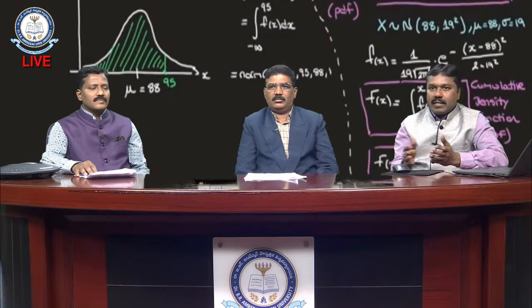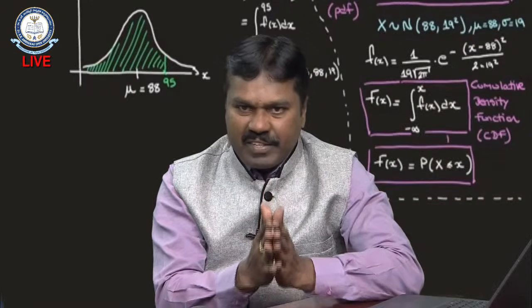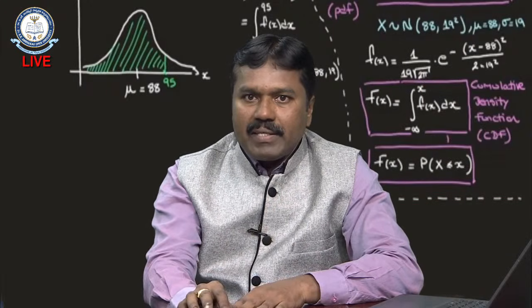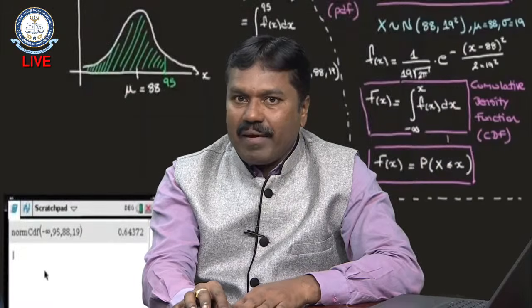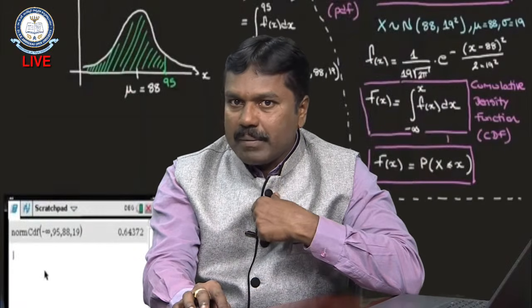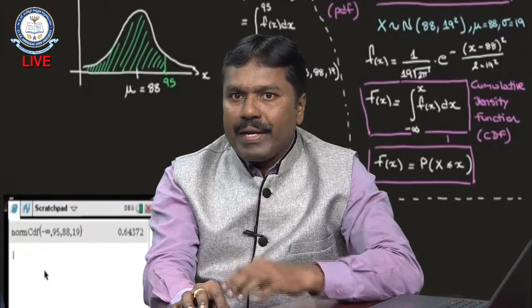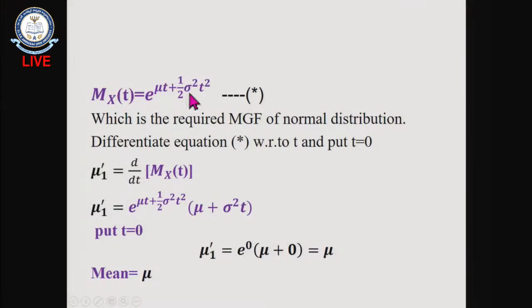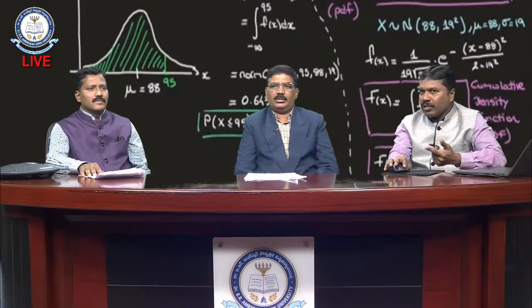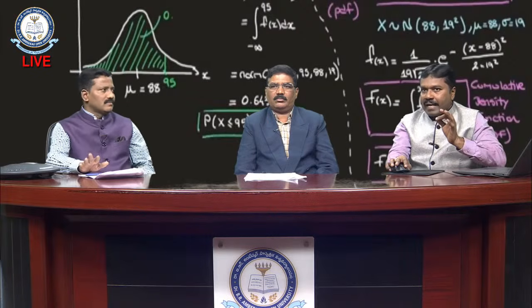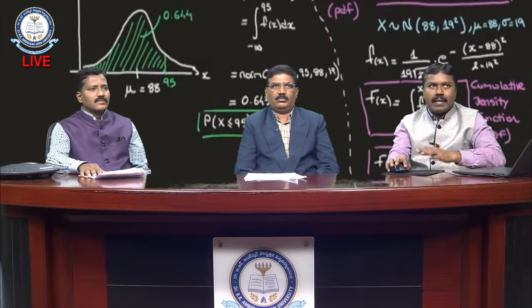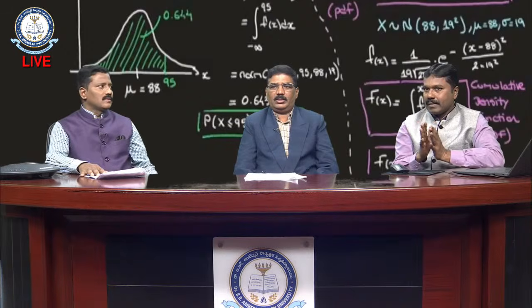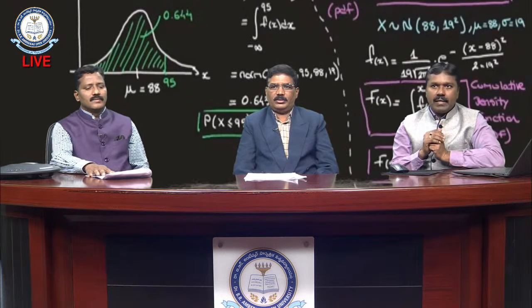Once again, I will explain what the moment generating function of the normal distribution is. Generally we represent the moment generating function as M_X(t), which is equal to e to the power of mu t plus half sigma square t square. This is the moment generating function of the normal distribution. If we differentiate with respect to t and substitute t equal to 0, we get the first order moment, mu 1 prime. Doing it again for second order, we get the second moment. I hope you understand this moment generating function definition.